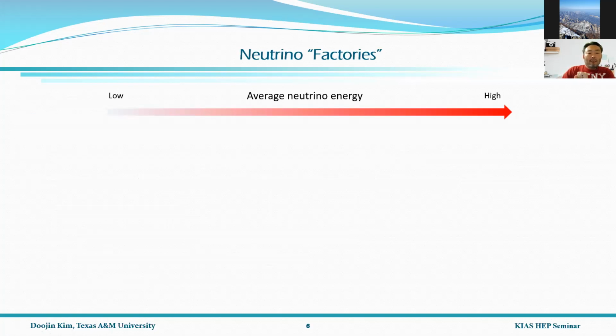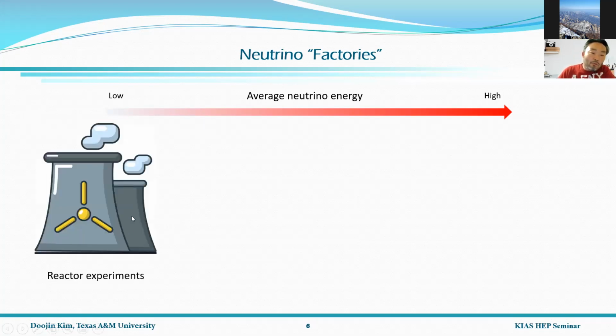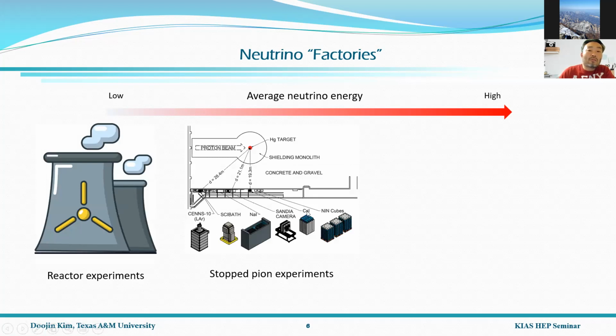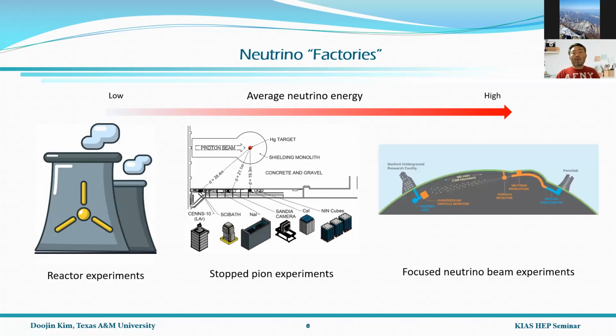So broadly speaking, I would say there are three types of neutrino factories, in quotes, depending on the typical energy scale of produced neutrinos. First of all, nuclear reactors can produce low energy neutrinos. Second, the beam-based experiments using stopped pions, like the COHERENT experiment, can produce medium-energy neutrinos. Finally, the high-energy beam-based experiments, like the DUNE experiment, can generate a high energy, focused neutrino beam.